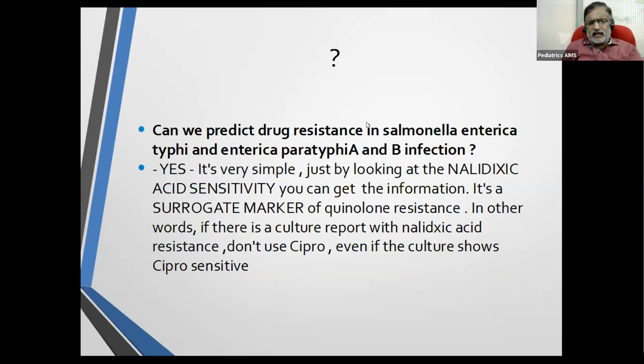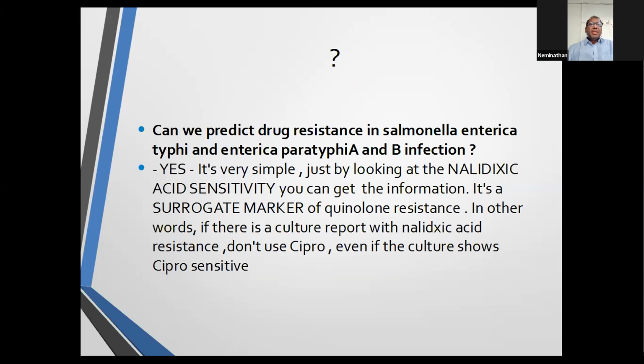So the question is, can you predict the drug resistance in Salmonella enterica typhi and paratyphi infection? Definitely. Most of the time, in the culture report, the report says quinolone, that is ciprofloxacin, sensitive. But when you try it in the patient, they may not respond, as in this case, with 7 days of quinolones at adequate dose the fever doesn't come down. It's because in vitro it will be sensitive, but in vivo it will not be sensitive.